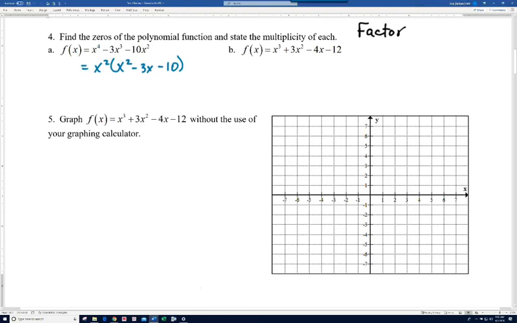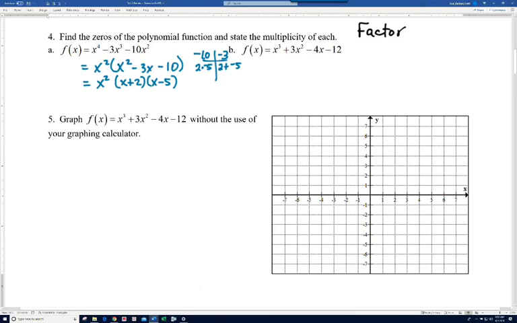So now notice this part here, that's a trinomial, and quite frequently we can factor those using the AC method. So here we would need two numbers that multiply to negative 10 and add to negative 3. Well, it's going to be 2 and 5, and the 5 should be negative, so 2 and negative 5. So this becomes x plus 2 times x minus 5, and don't forget the x squared. And so now we're ready to find the zeros.